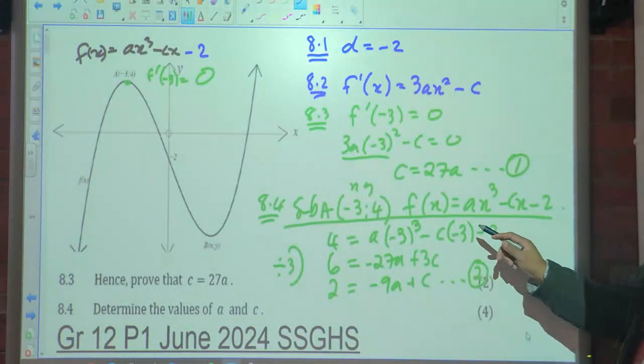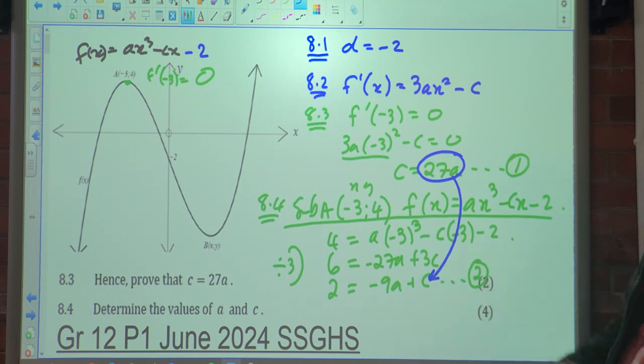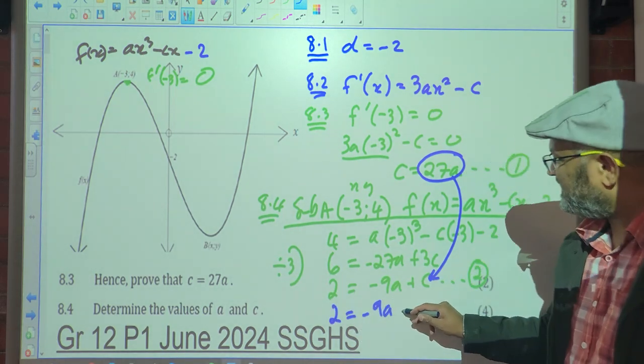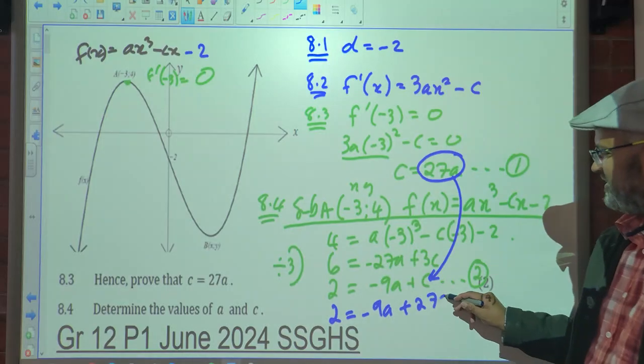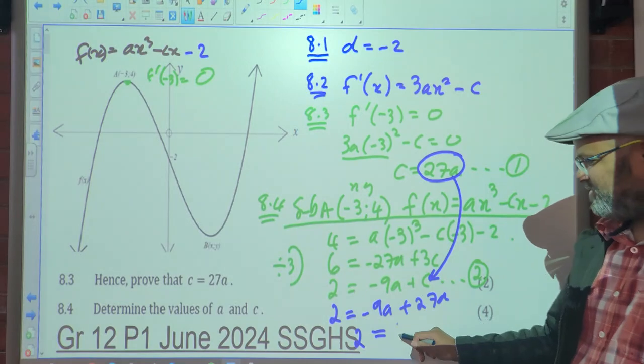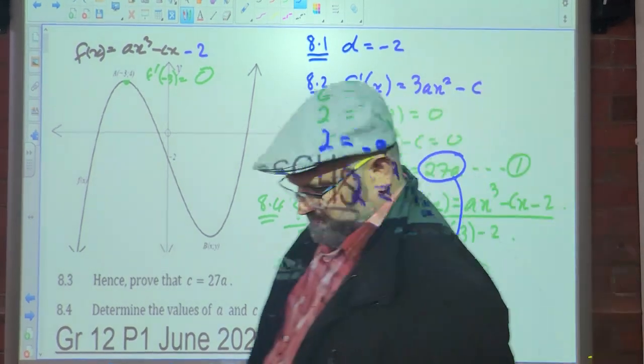So wherever we see a c, we replace it with 27a. So it's going to be 2 equals negative 9a plus 27a. Which now gives me 2 equals 18a. So a is equal to 1 over 9.